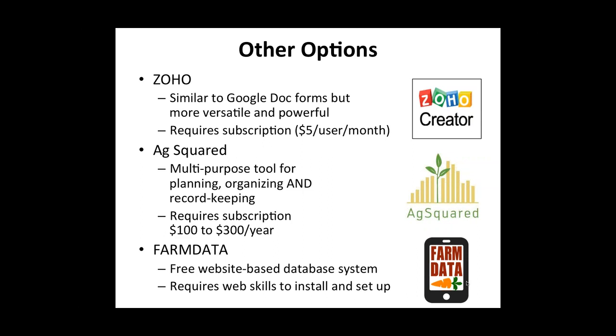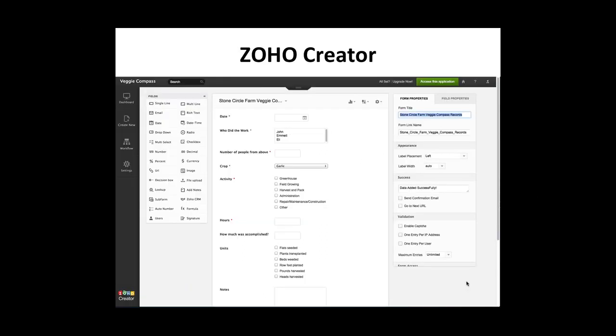Each of those requires a larger subscription level in their system. And I'll show you some screenshots of what Ag Squared looks like in just a second. Another one that I'll show you some screenshots of is called Farm Data, which right now is free, but requires quite extensive web skills and a specific type of web server to install and get set up. So I've actually not even been able to really test drive it because I don't have those web skills to get it set up.